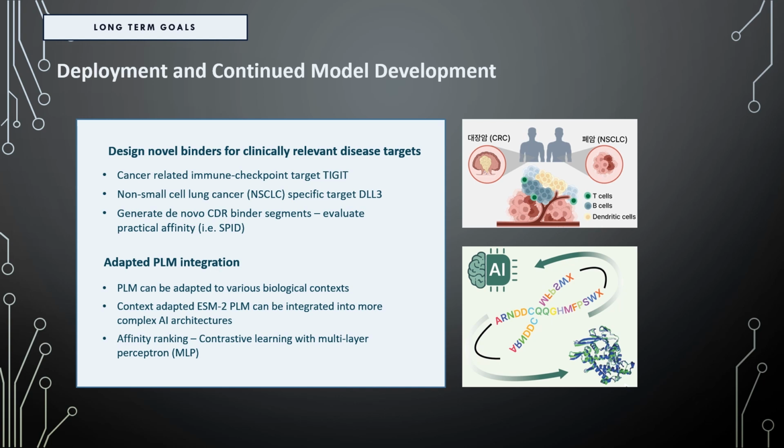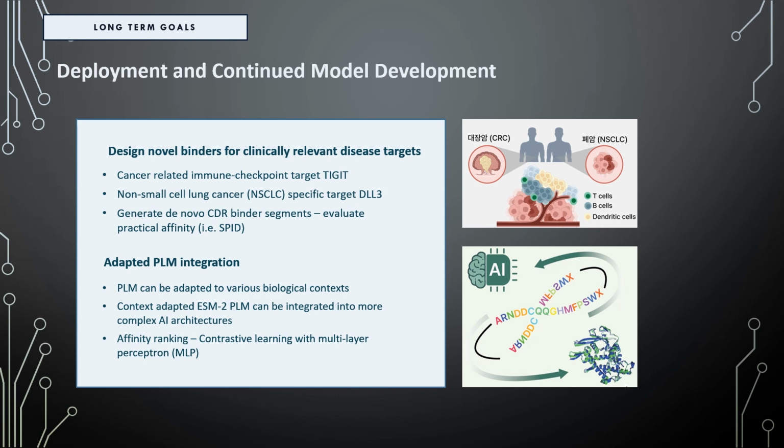The beauty of this adapted PLM is that it can be integrated into other pipelines. So in the adaptation context, the PLM can be adapted towards other biological contexts, not just TCR, BCR antibodies, but other types of small protein binders to focus on that domain. Also, a context-adapted ESM-2 PLM can be integrated into more complex AI architectures with separate models that are more fine-tuned or more focused on other aspects of the biological affinity maturation process as far as developing high affinity binders.